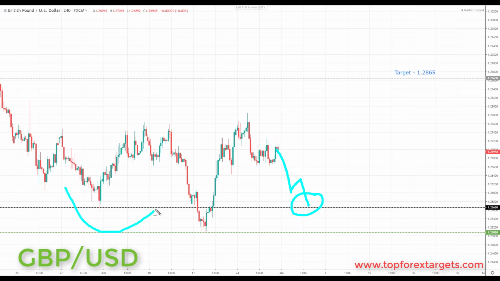And we highlighted in the previous video as well that this would be an area we would start to look for this inverse head and shoulders pattern. If we get this price action next week, we're going to be from this area looking for further advances to the upside in pound dollar. And we're going to be looking up towards the next key area of resistance to the upside and the target set at the 1.2865.